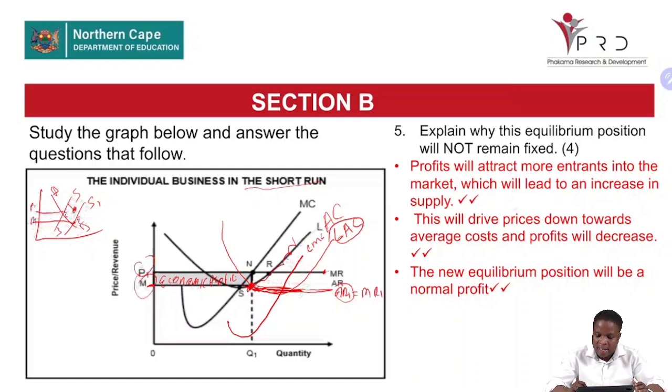So in a long run, there will be more entrants. Remember, this market is a perfect market. There's free entry. So in a long run, people will be attracted to this economic profit, more entrants into the market, which will lead to an increase in supply. This will drive prices down towards average cost and profit will decrease. This has driven the price down. Then there will be a new equilibrium position, which is a normal profit. That's why we won't maintain this economic profit in a long run. In a long run, we will make a normal profit.